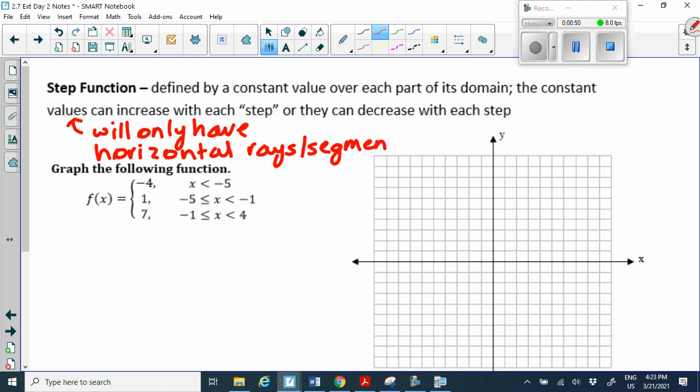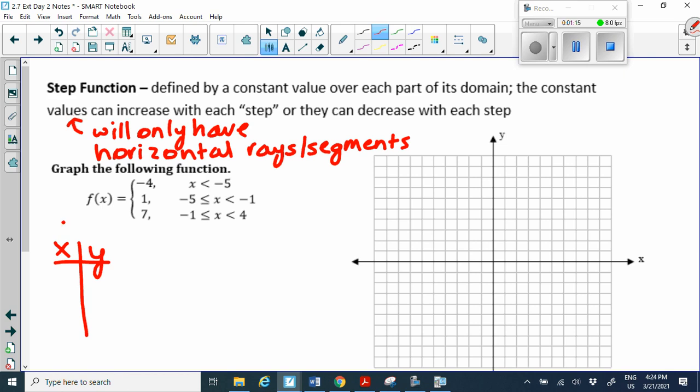And this can also include rays, segments, all that stuff. So we're going to graph the following function. Now notice for all of them, they are all just constant values. Well, that means we are going to be graphing a step function. So we are still going to do an XY table, so we make sure that we're either drawing a ray or segment, and make sure we're using the correct open and closed circles.